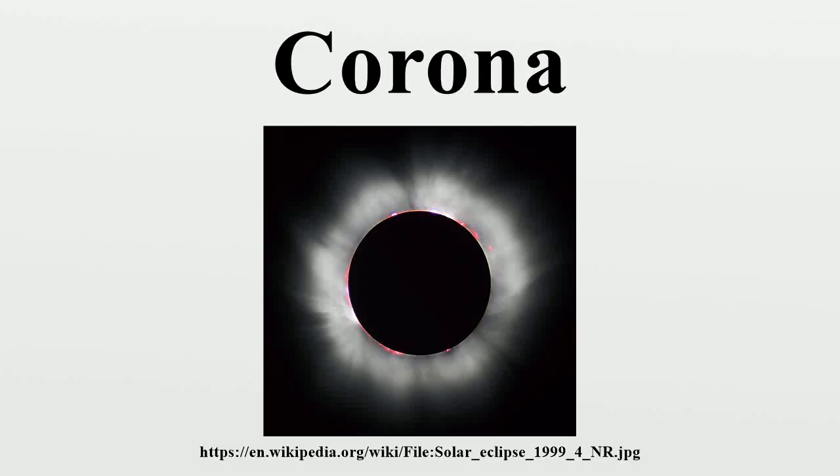A corona is an aura of plasma that surrounds the Sun and other celestial bodies. The Sun's corona extends millions of kilometers into space and is most easily seen during a total solar eclipse. But it is also observable with a coronagraph. The word corona is a Latin word meaning crown, from the ancient Greek korōnē.